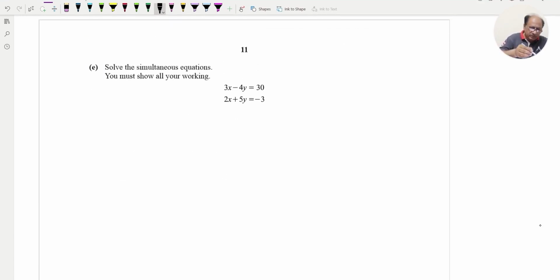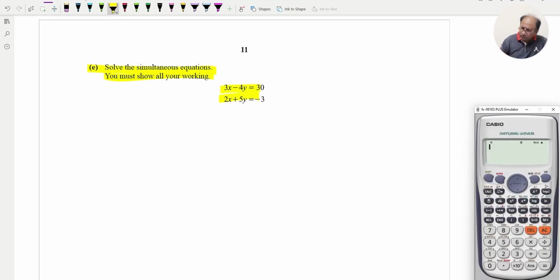E part is a simultaneous equation, and this is the simultaneous equation. You must show all your working. This type of equation we can solve, not an issue, but before solving we can check the answer. How can we check the answer? We go to mode and 5, and then basically 1, and this will be the matrix, and we will be replacing the coefficients.